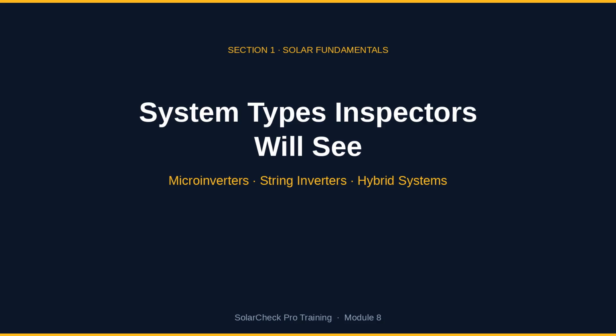In this module, we'll cover the three main categories of solar systems you'll encounter in the field: microinverter systems, string inverter systems, and hybrid battery systems. Understanding what type of system you're looking at will shape how you inspect it, what readings you take, and what performance you expect.